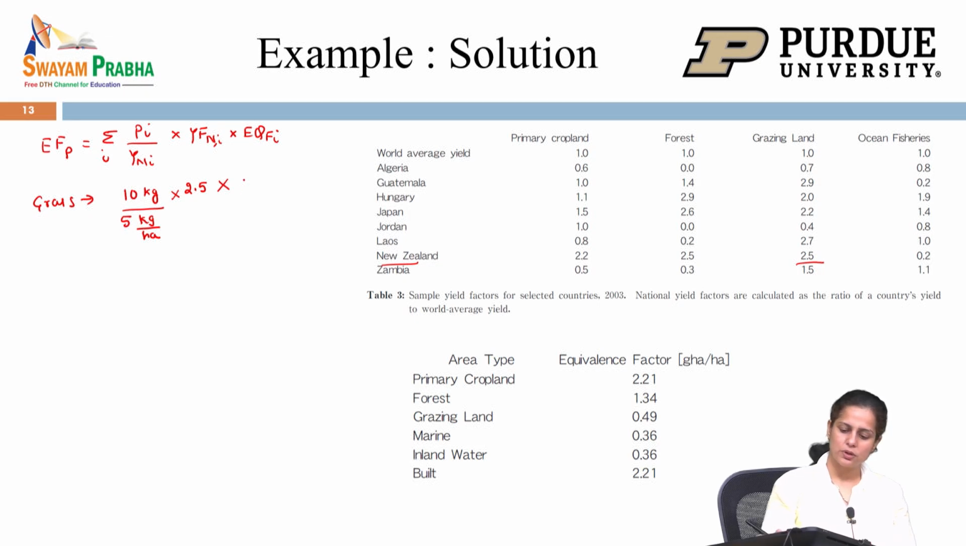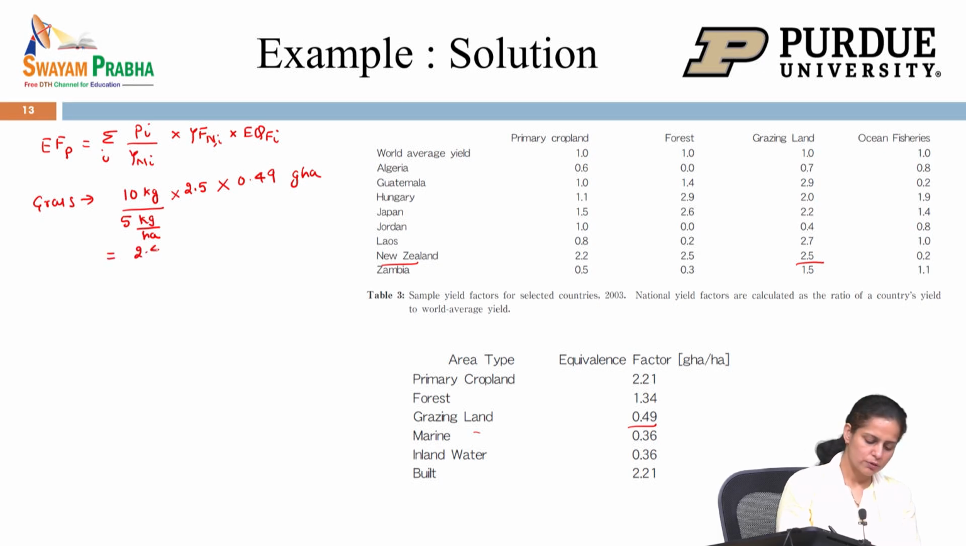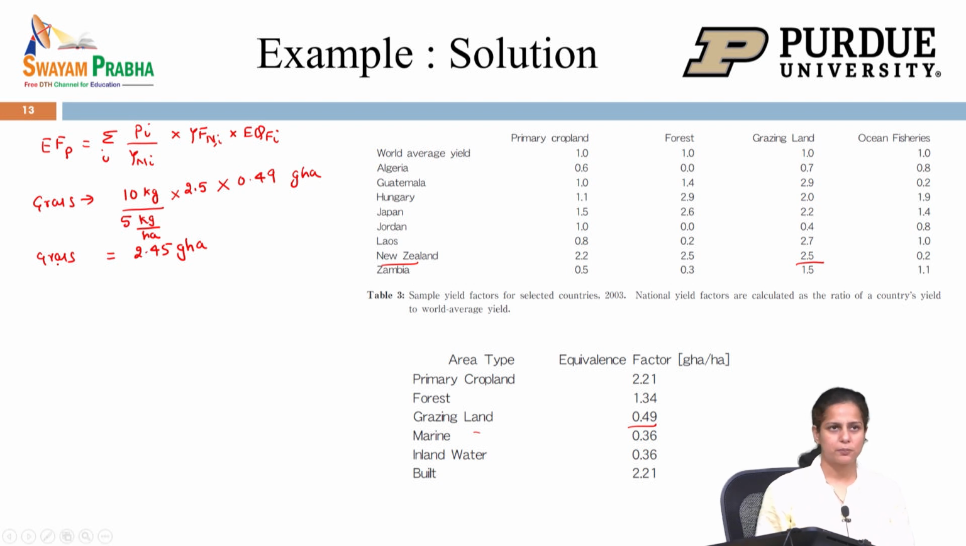equivalence factor. So, we want to calculate the global hectare. So, for grazing land the equivalence factor is 0.49. So, we multiply by 0.49, and that is where we get the global hectares. So, this will come out to be 2.45 global hectares, which will be the ecological footprint for the grass input for that product.